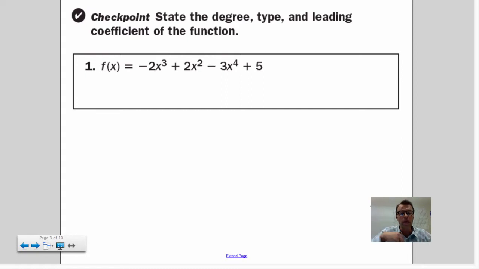Why don't you take a look at this example. I guess it's not asking if it is a polynomial, it is a polynomial. Sorry, I should read the directions more carefully. Can you state the degree, the type, and the leading coefficient for the function?